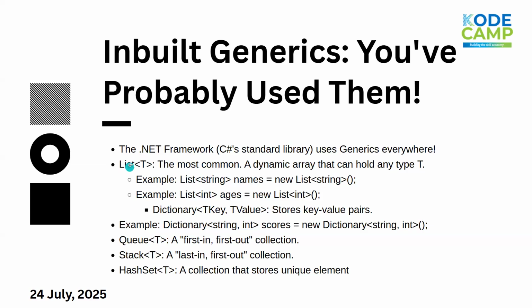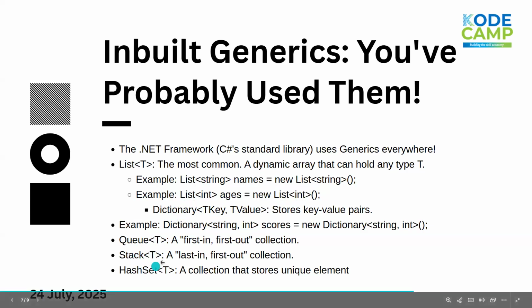But if you want to use this generic class, List, to hold numbers, you just need to call the List class, then specify the data type, which is int, then ages, then you store all the ages. We'll see all this when we go into code. Then we have another generic, which is the dictionary. It's more like key value pairs, right? We have the queue, we have the stack, we have the hash set. So all these are for you to go and research and study more.